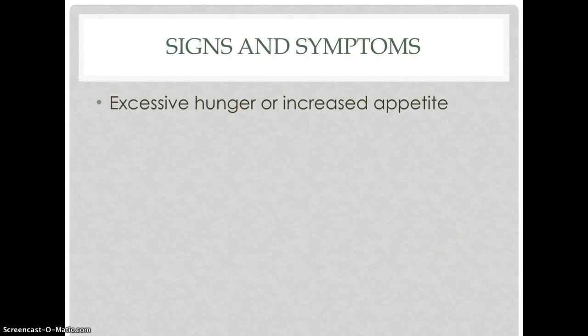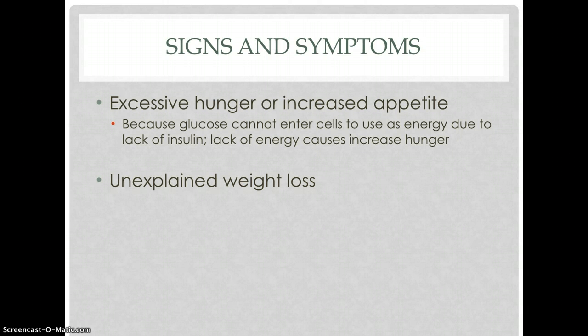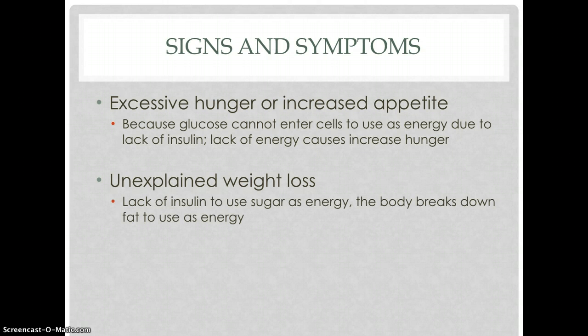Excessive hunger or increased appetite. Now, because the glucose cannot enter the cells to be used as energy, and the lack of insulin makes a lack of energy, it causes increased hunger. Unexplained weight loss. Because of the lack of insulin to use sugar as energy, the body breaks down fat to use as energy.